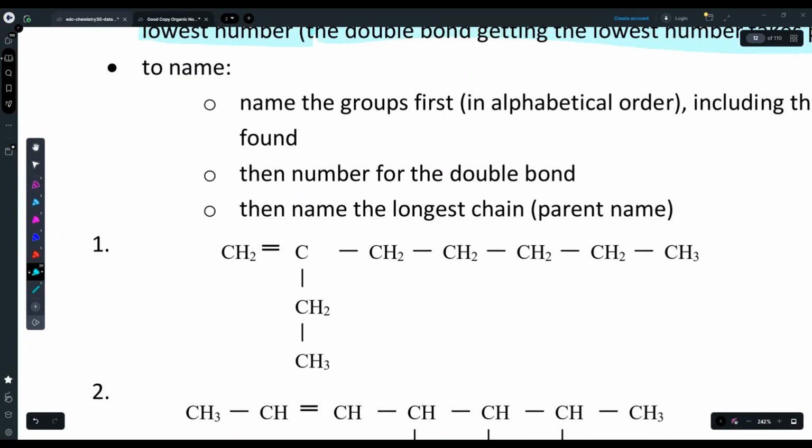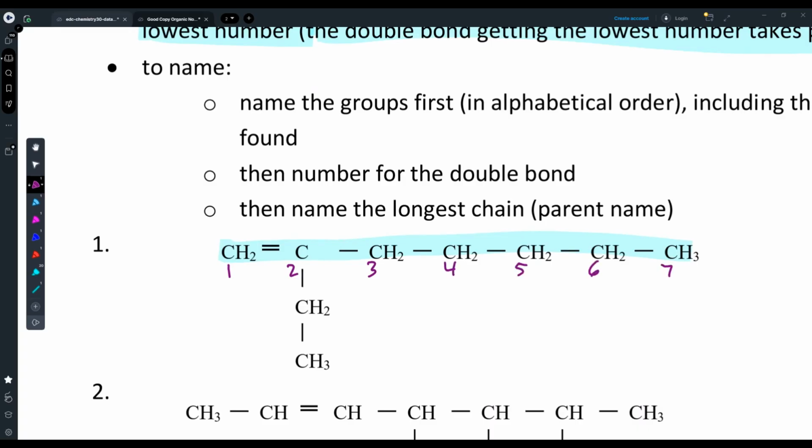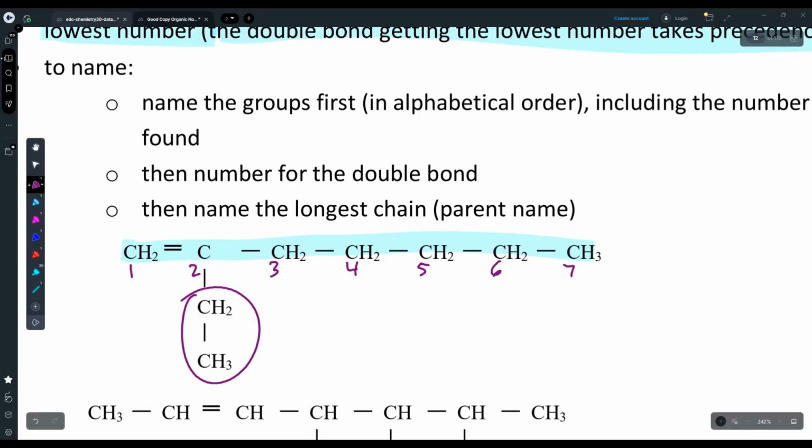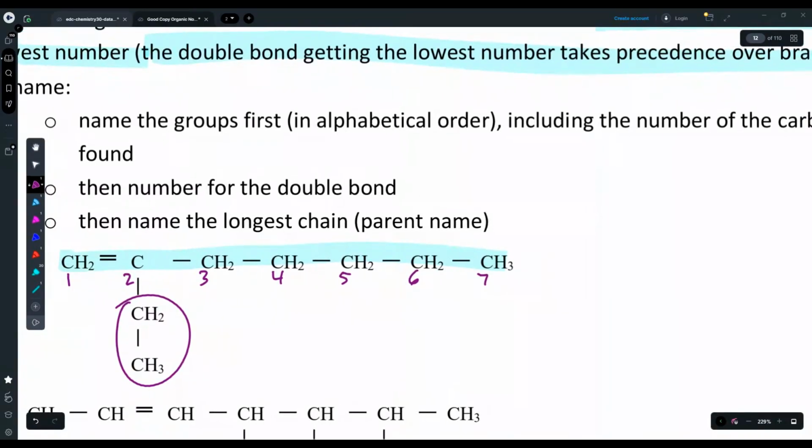We need to figure out where our parent chain is. So could we go like this? No, because that does not include your double bond as part of your parent chain. That's why you can't do that. So instead, the longest continuous chain that includes the double bond is going to be right here. Now I'm going to number my carbons and make sure that the double bond gets the priority for lowest number. So 1, 2, 3, 4, 5, 6, 7. There is my branch, and that's all I want to do before I start naming this.